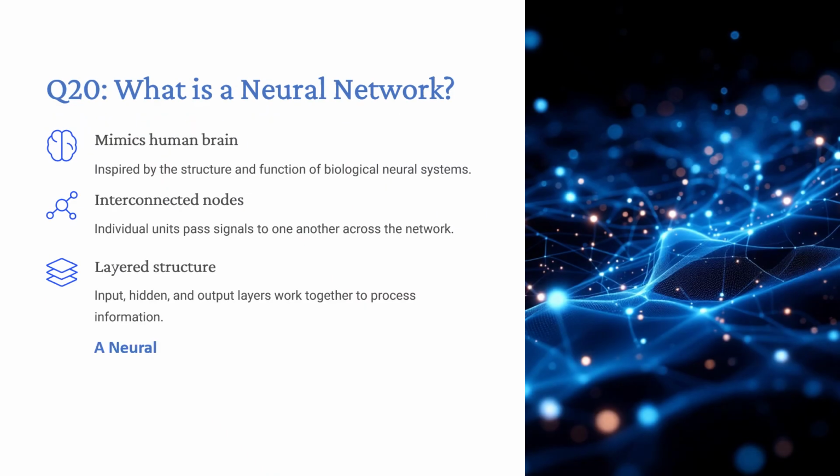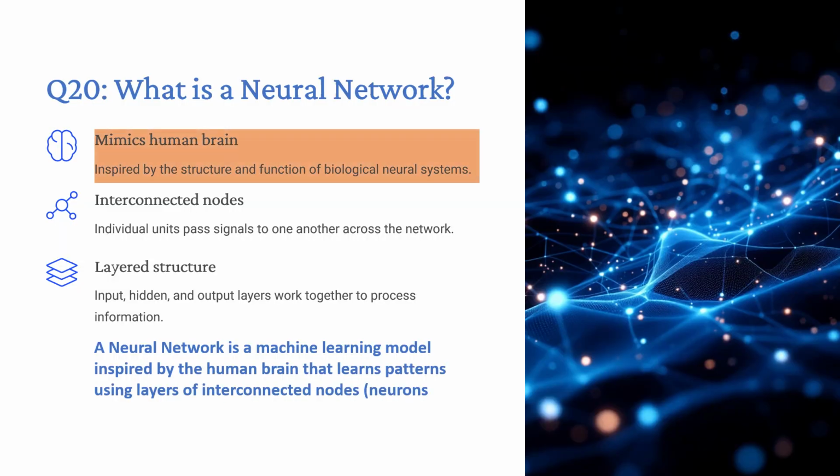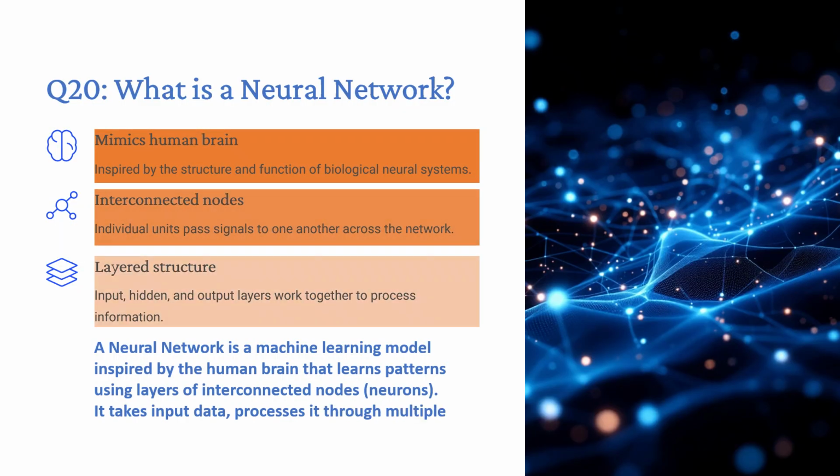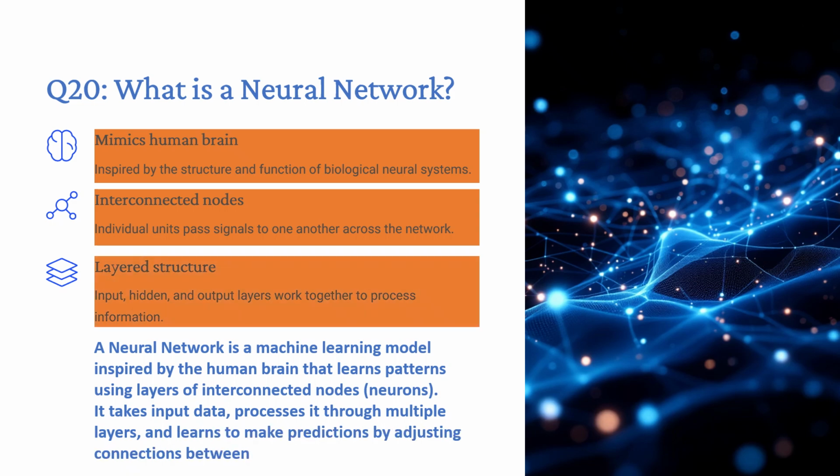A neural network is a machine learning model inspired by the human brain that learns patterns using layers of interconnected nodes. It takes input data, processes it through multiple layers, and learns to make predictions by adjusting connections between the neurons.